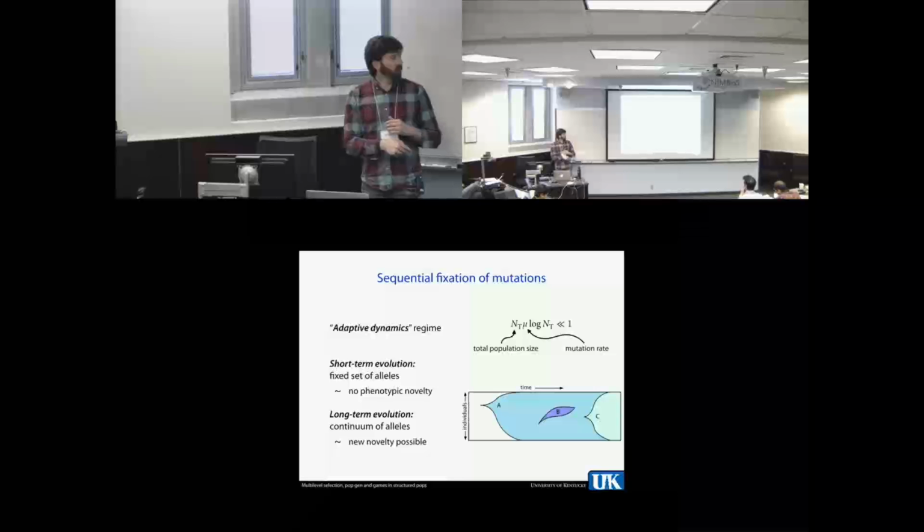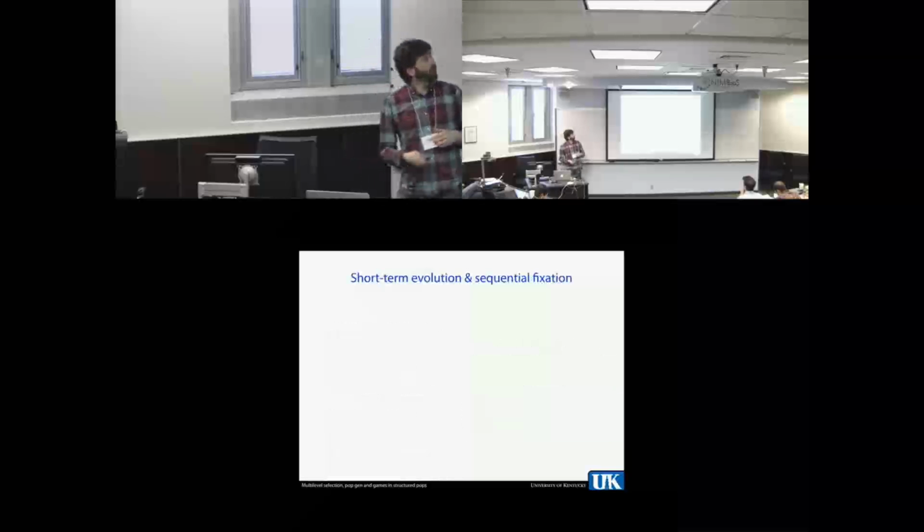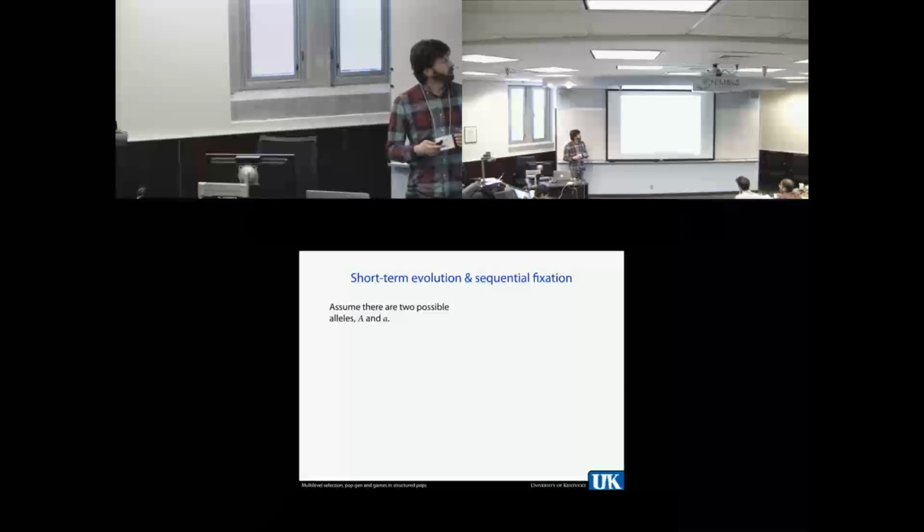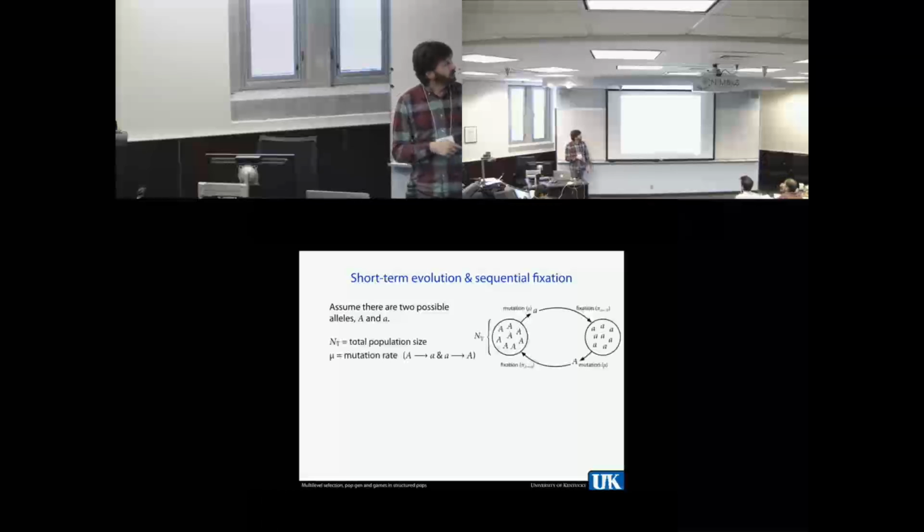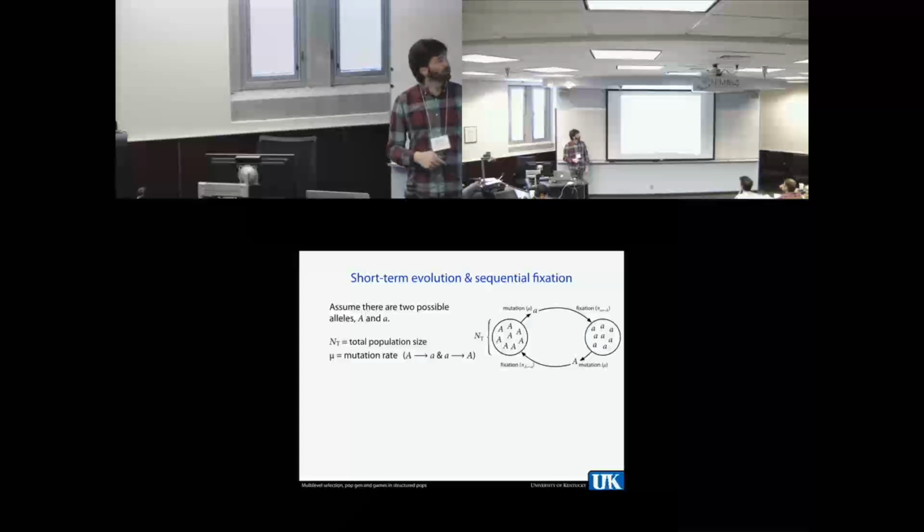So what we'll focus on is this short-term approach, where we're only going to look at these two different alleles, big A and little a. They're two different variants. And we're going to assume that sequential fixation regime. So assume there are these two different types. N_T is the total population size. There's a mutation rate between the two alleles, big A and little a, equal rate between the two alleles.